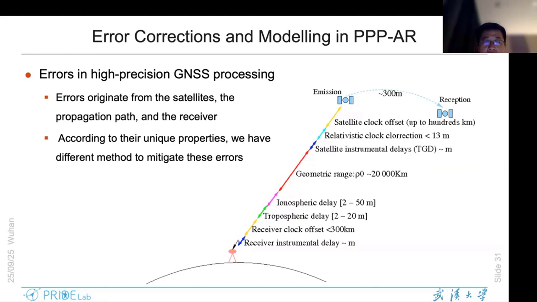So we'd like to introduce the error budgets of the GNSS measurement from three aspects. The first one is from the satellites, the second one is from the propagation path, and the final one is from the receiver end. So we divided all errors into three categories to see how they can affect your positioning performance.